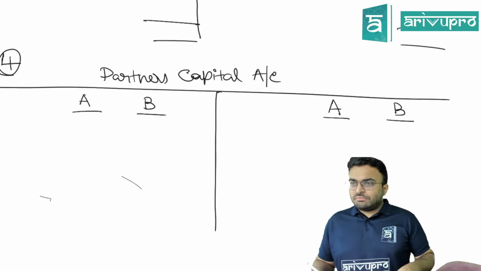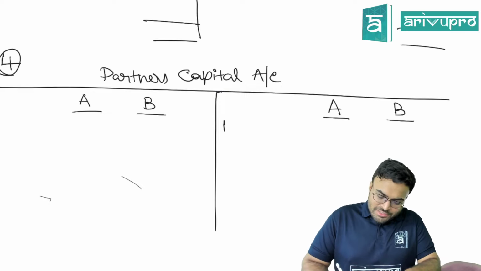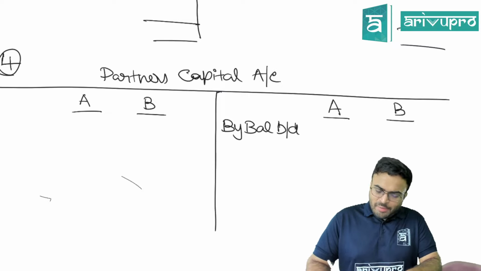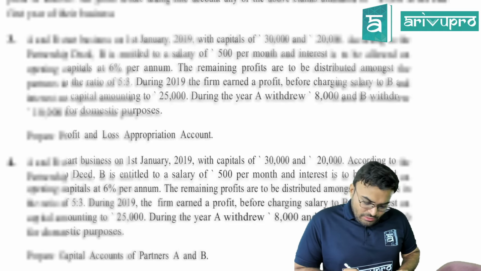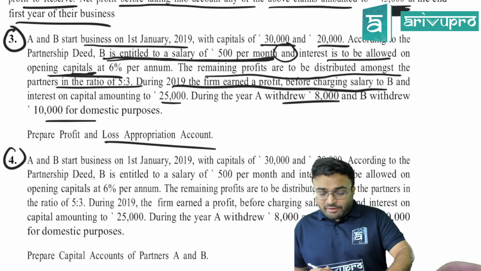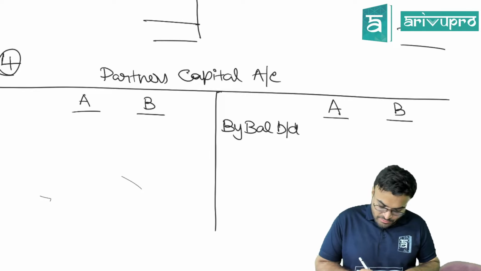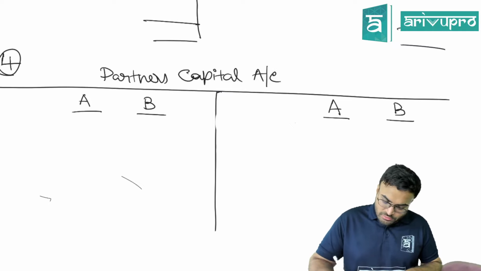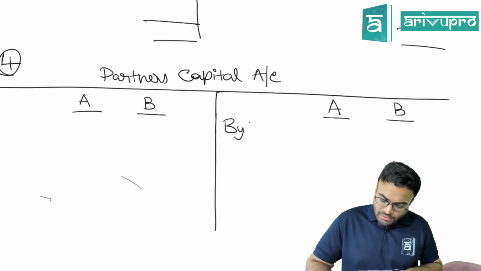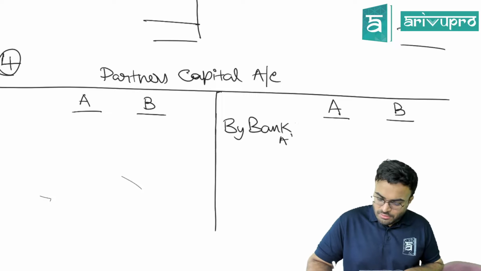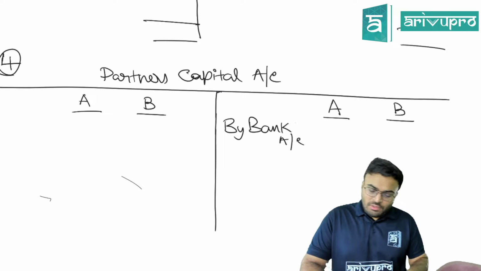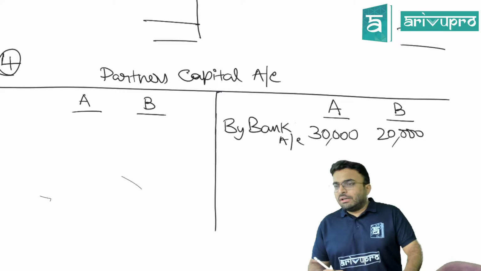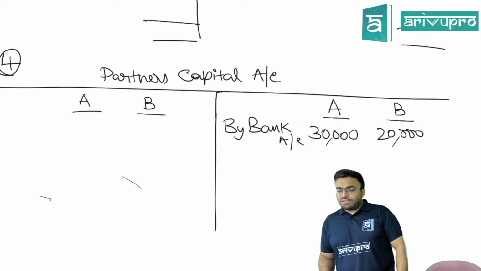Partners capital account. How do we start it? Is there already some balance, so by balance brought down? What is their capital? You can see over here. A and B start business on first. They don't have a balance. It is a fresh start. You cannot write by balance brought down. You'll write by bank account. How much is the capital? 30,000 and 20,000. Bank account debited to capital account, 30,000 and 20,000.